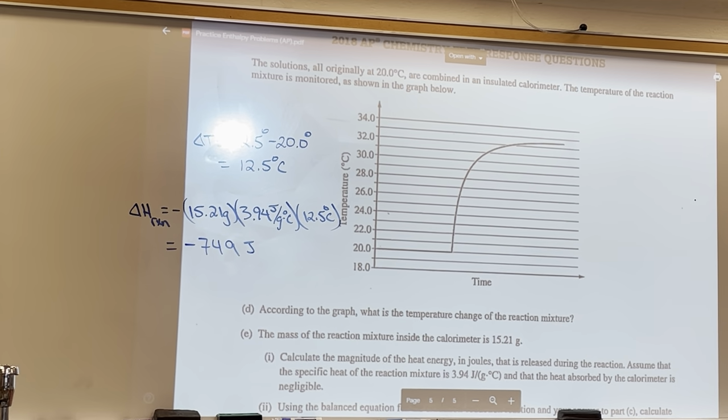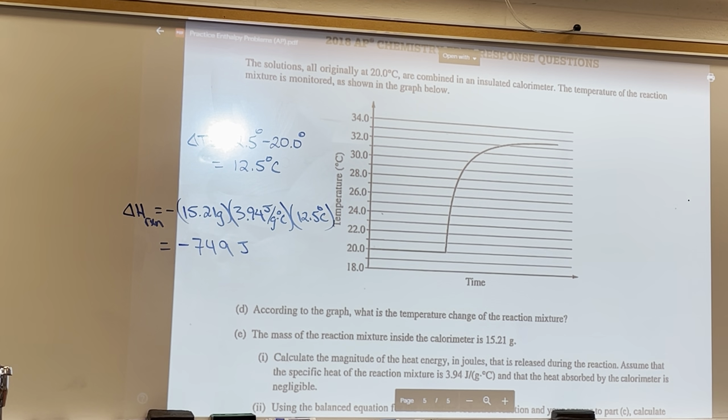Now, we don't have enough information to go through and do the rest of this one. We have to come back to the beginning, and there's some things on there that we haven't learned yet. So we'll just stop with that.